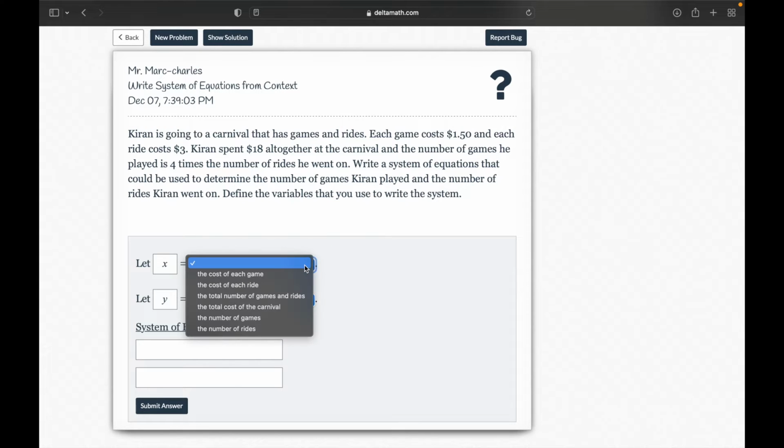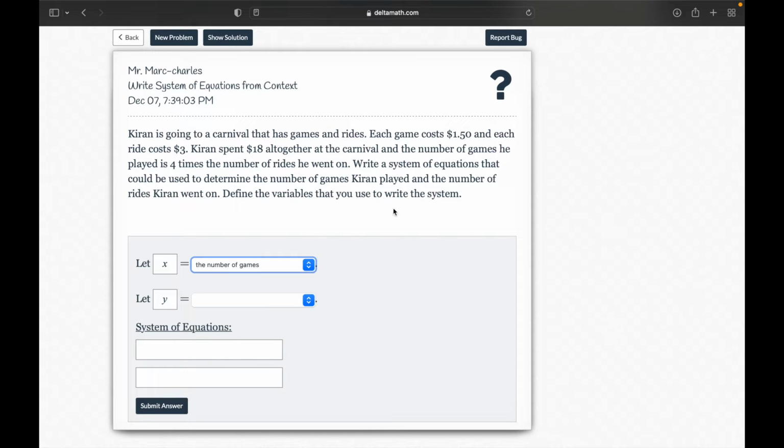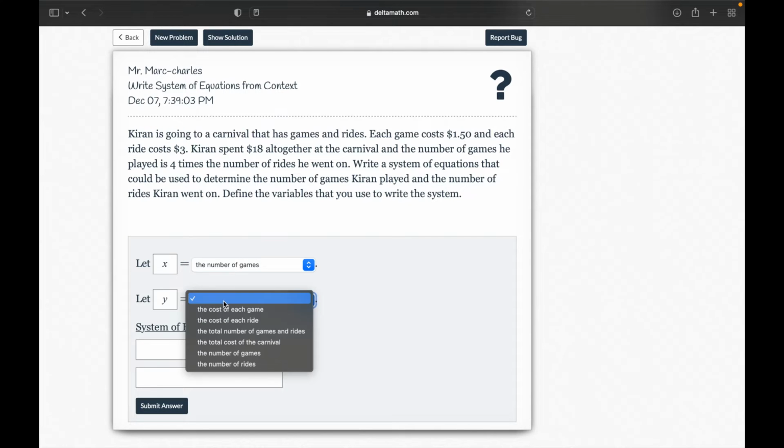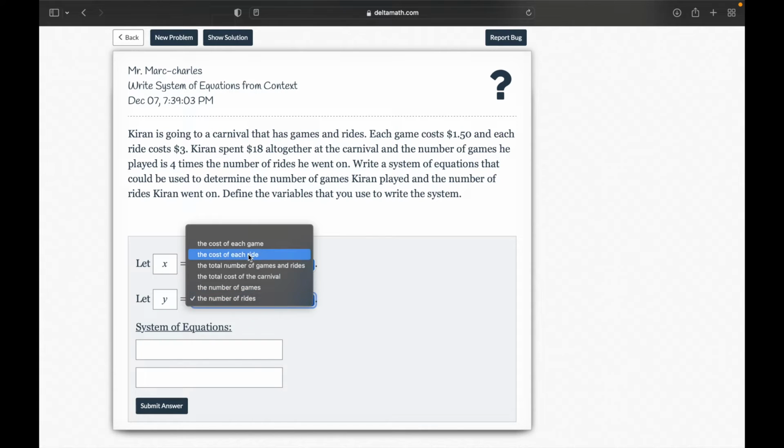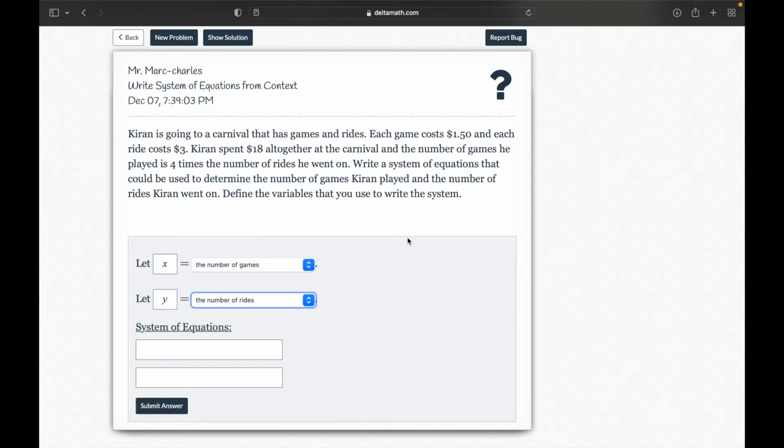So, number of games played. Number of games. And then also it's the number of rides Kiran went on. So number of rides. Not to be confused with the cost, but the number of rides and the number of games. And just double check that it's the number of games and the number of rides. Okay, from there we can write our first equation.